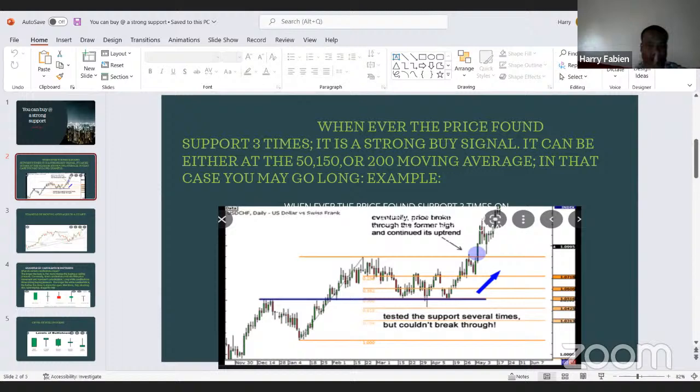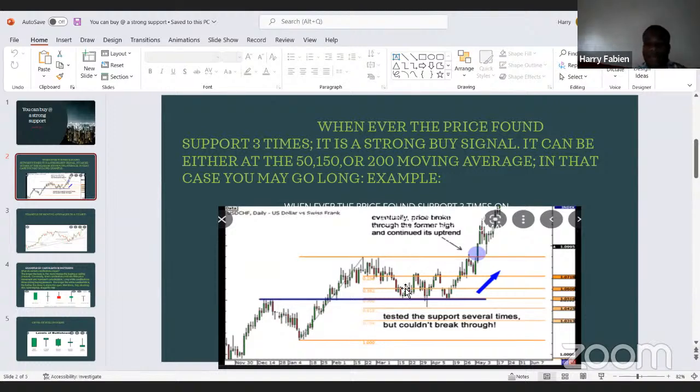Now, it can be either at the 50 or 150 or 200 moving average. Whenever the price finds support 3 times, it is a strong buy signal. It can be at the 50, 150, or 200 moving average. In that case, you may go long or you can buy.